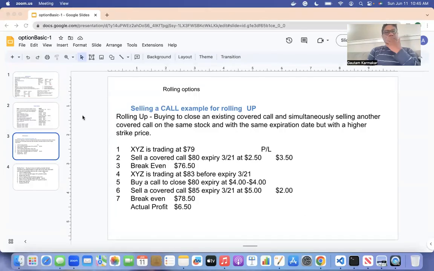Hey everyone, today I'm going to talk about how to roll an option. So rolling an option is an option of an option, right?